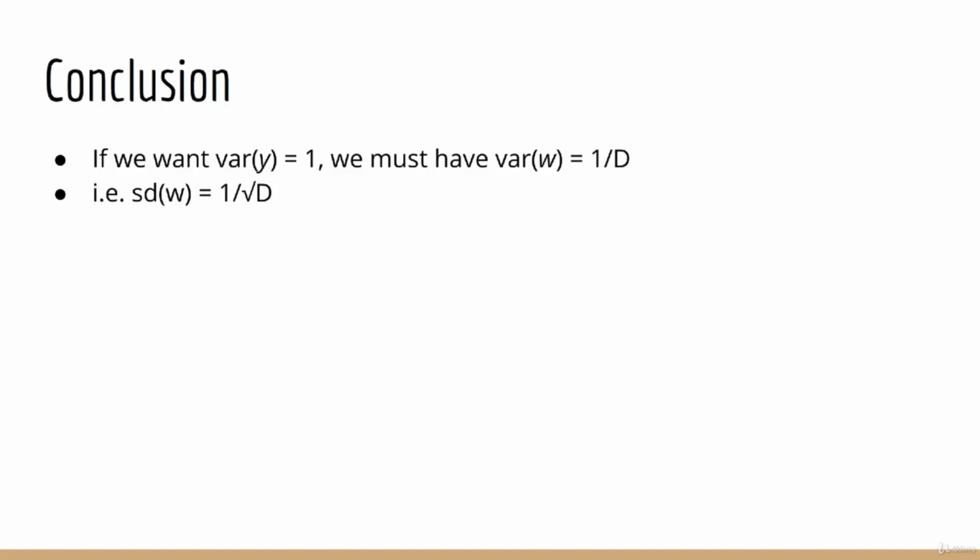What does this lead us to conclude? In fact, it means that if we want the variance of y to be 1, which we do, then the variance of w must be 1 over d. This is the same as saying we want the standard deviation of w to be 1 over the square root of d.